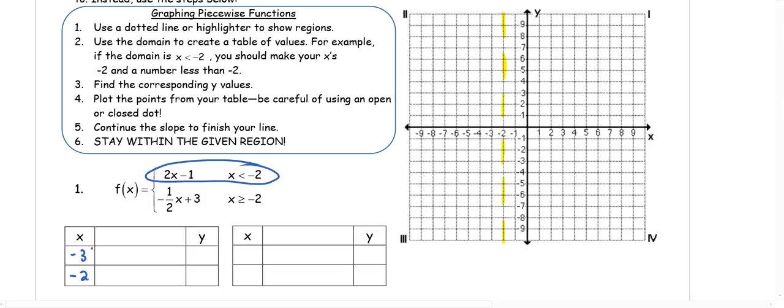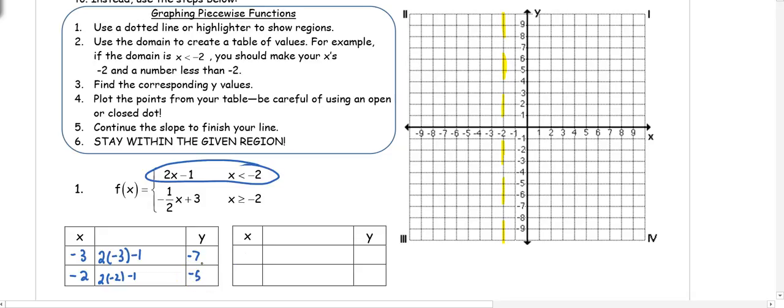So I'm going to substitute those values into my function rule. I'm going to do 2 times -3 minus 1, which gets me 2 times -3 is -6, minus 1 is -7. And then 2 times -2 minus 1. Well, 2 times -2 is -4, minus 1 is -5.